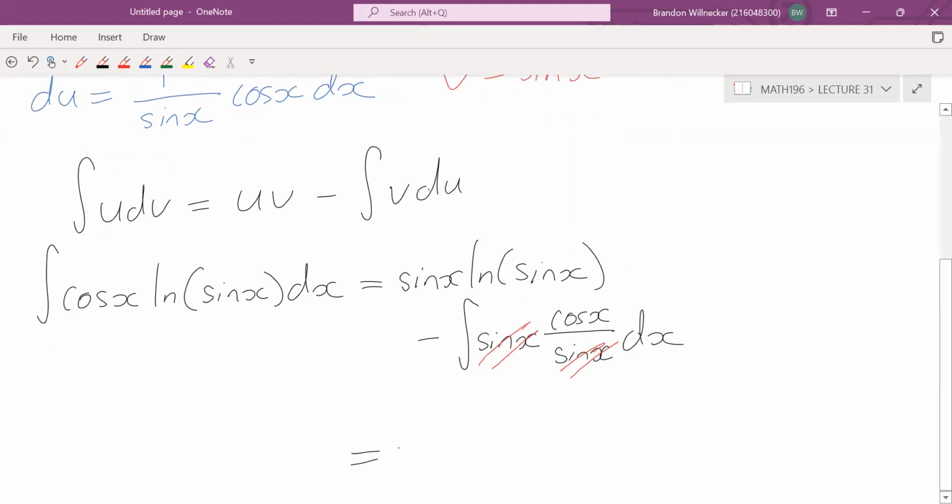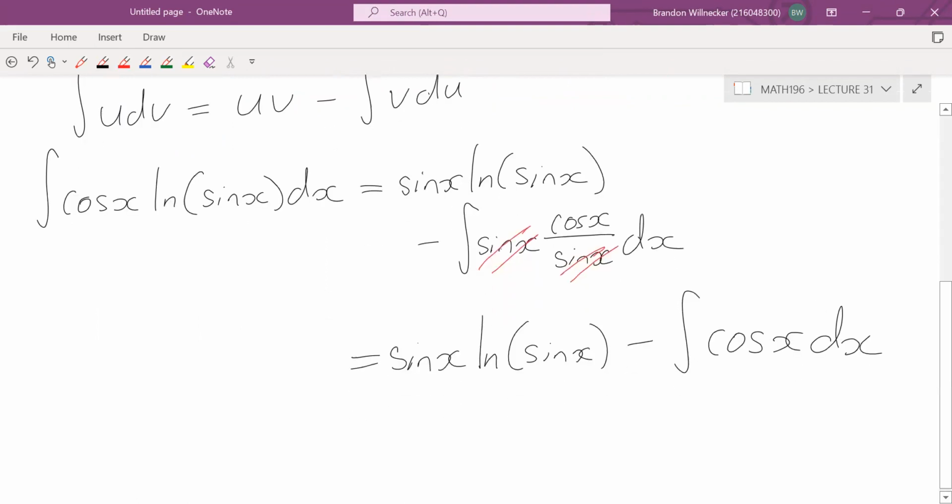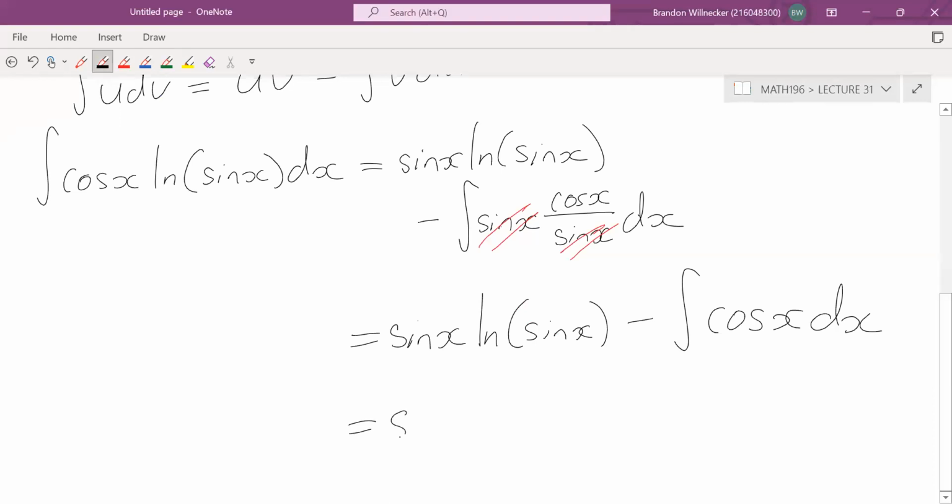So this is going to give us sine x times the natural log of sine x, minus the integral of just cos x, because the sine x at the top and the bottom canceled out. The integral of cos is just sine. So we end up with sine x times the natural log of sine x, minus sine x, and don't forget your plus c.